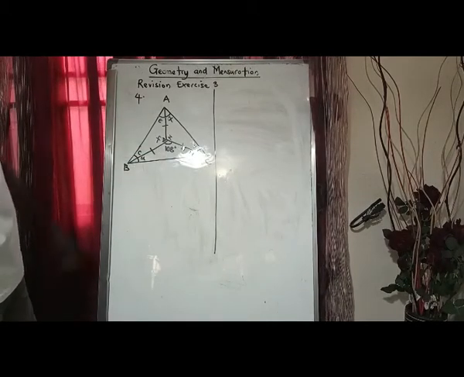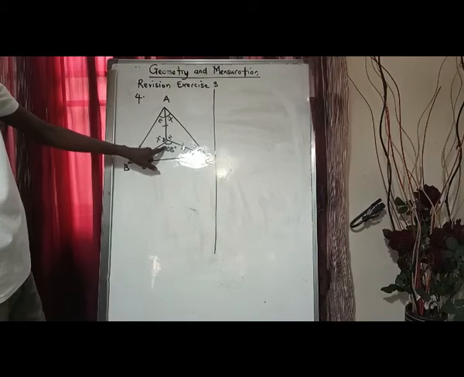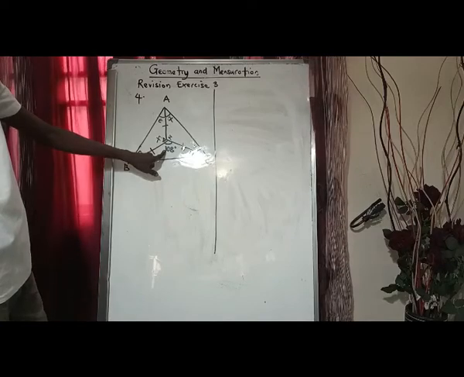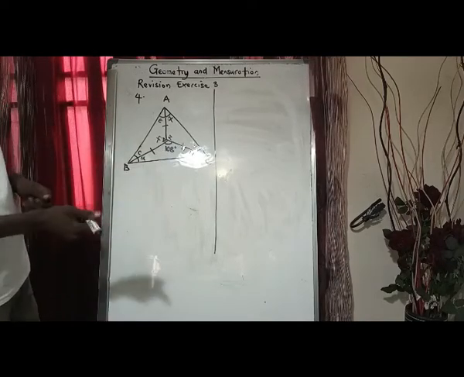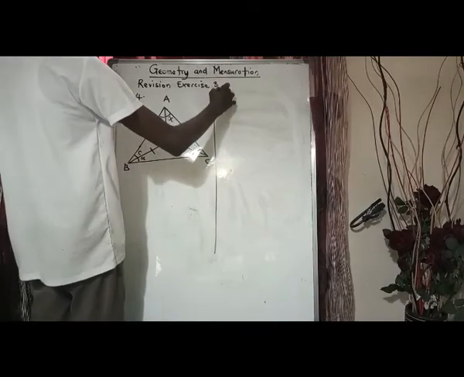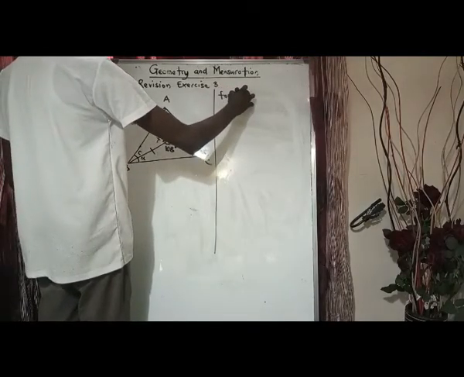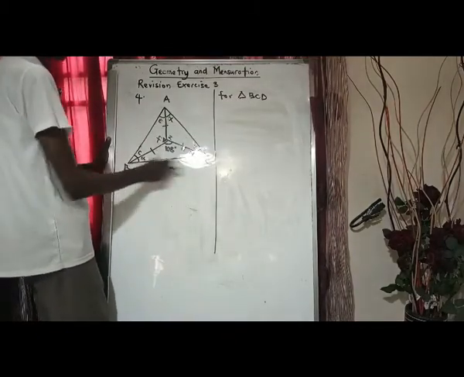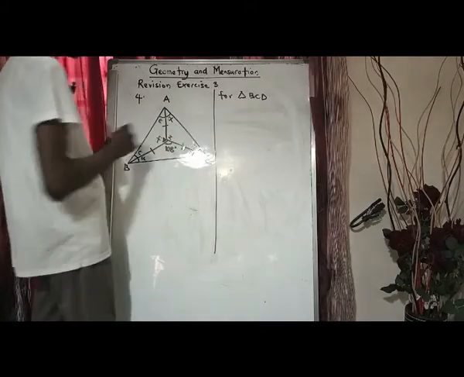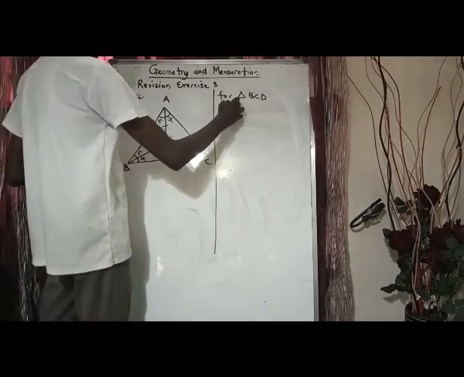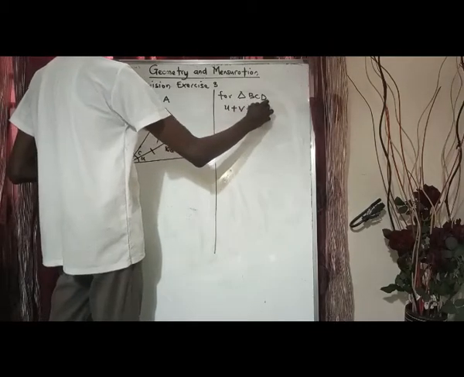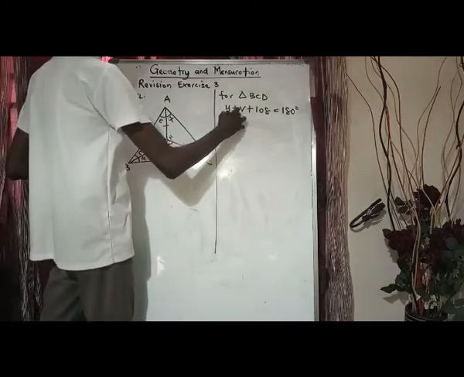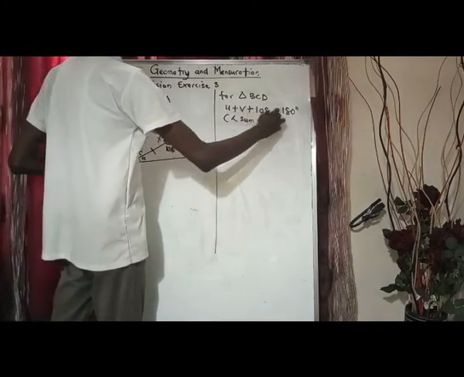Okay, now I know this angle. This angle is what? 108. Is that not? 108. So I'll start with that. I will say that for triangle BCD, I'm going to have U plus V plus 108 equal to 180 degrees. And what's the reason for that? Angle sum of triangle. That's how I write it.